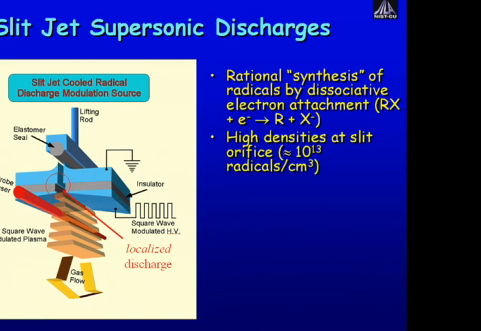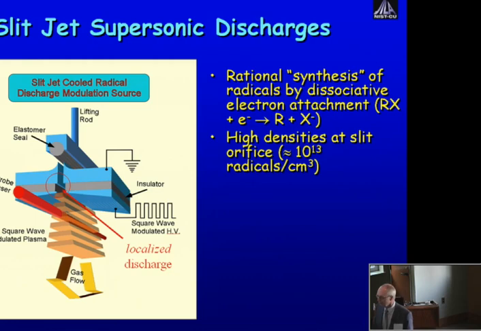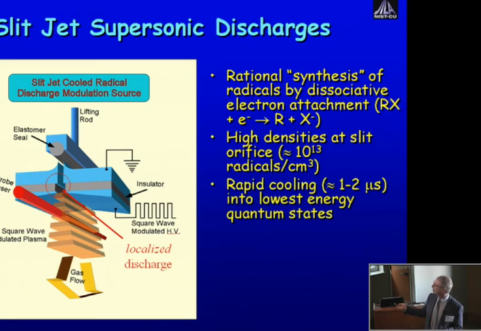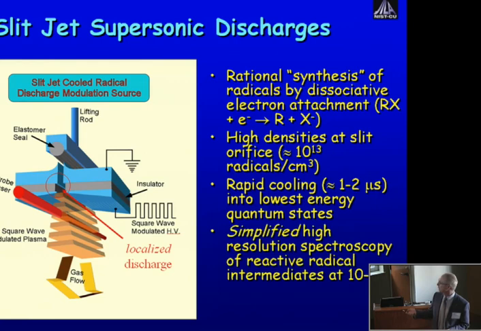The densities under favorable circumstances can be even much higher than 10 to the 13 molecules per cc. At times we can get nearly a torr of radicals, if you will. I mean, 10 to the 16 per cc at the slit orifice, only for the best radicals. But basically, those rapidly cool down into a relatively small number of quantum states. And that gives us this combined advantage of high-resolution spectroscopy of pretty reactive molecules that have been cooled rapidly down to low enough temperatures so that this spectroscopy is understandable.